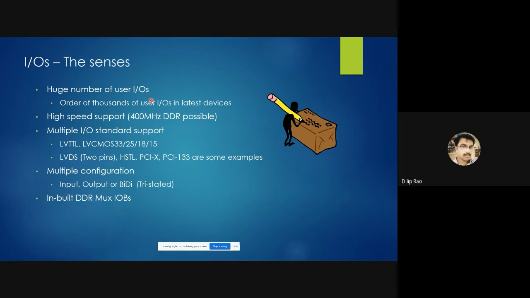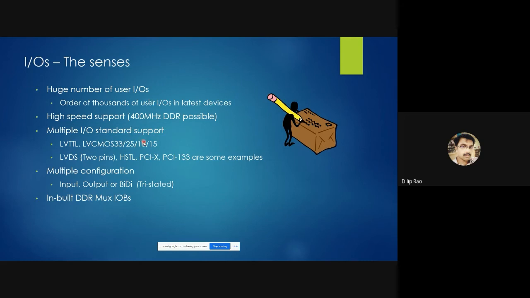So for that, what they have done is, the IOs of an FPGA are divided into several banks, and within a bank they support a particular signaling standard, and the next bank will support some other signaling standard. So this segregation is done to be able to talk with multiple peripherals simultaneously.